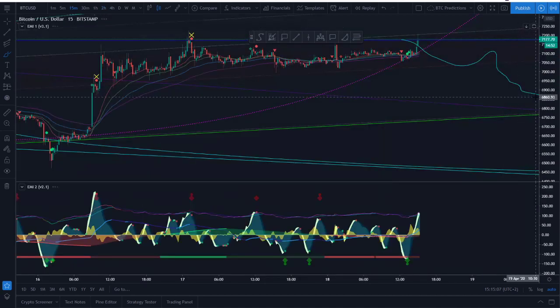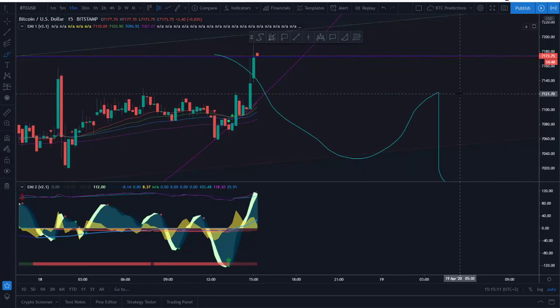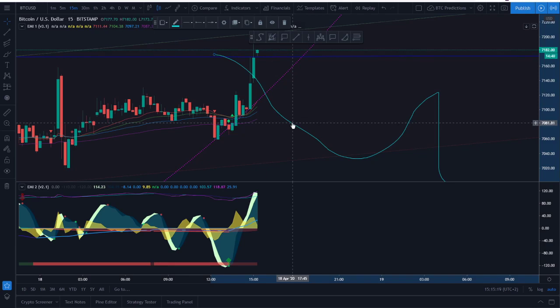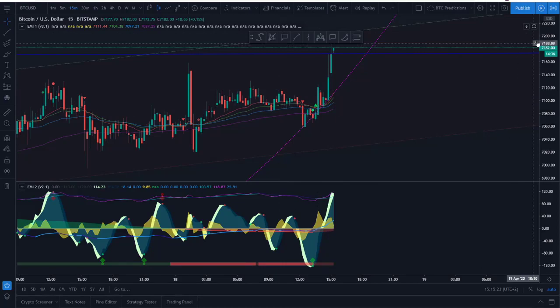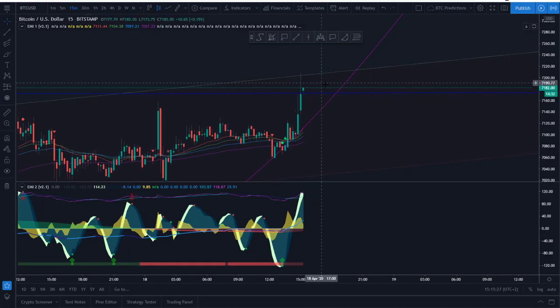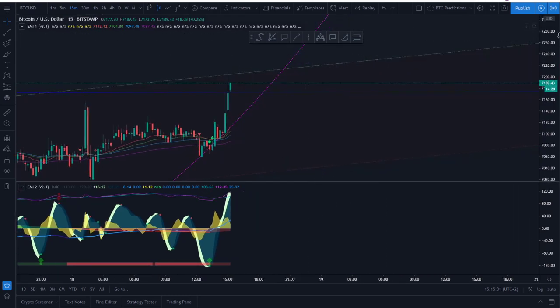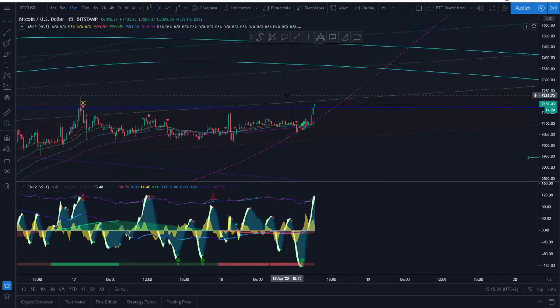Let me quickly check the 15 minutes. Oh, look at that. Come on, what are you doing? Oh, look at that, it's actually becoming green. What the heck? That's why you want to see candle closes. That's the only way you can get confirmation. You don't want to trade something that's still happening. You don't know what's going to happen. You have no clue.